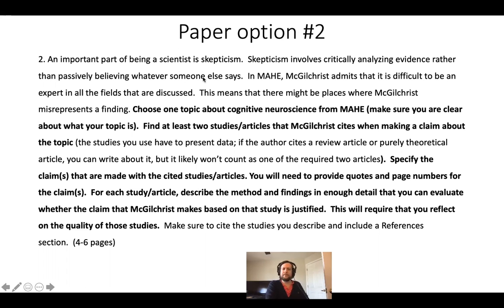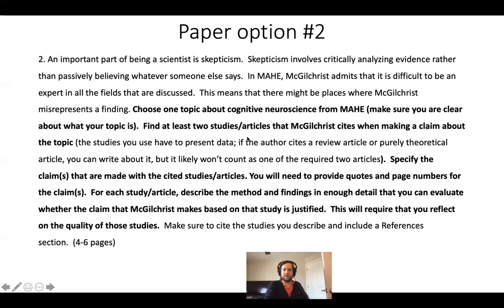So this is attempting to teach you skepticism. The idea of skepticism is that when someone makes a claim, instead of just believing it, you want to actually analyze or evaluate the evidence critically. And that's what you have to do for this paper option. So you're going to choose some topic about cognitive neuroscience from The Master and His Emissary, and you want to be clear about what that topic is. And that's probably what your very first paragraph is going to be about.